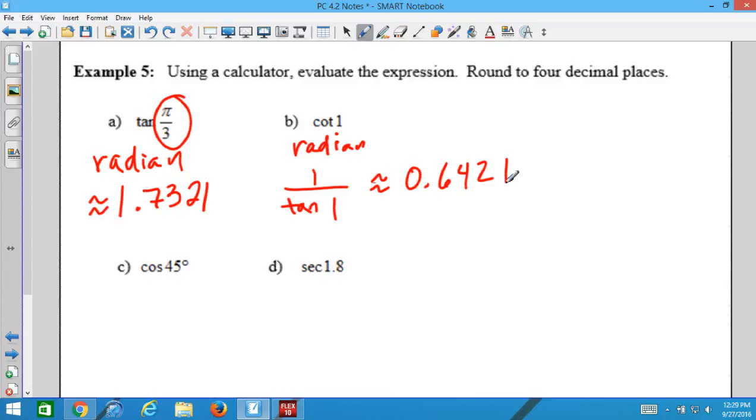Cosine 45 degrees. What mode should I be in? Change that to degree mode. And I know that you're all doing this with me just to make sure you're doing it correctly. Approximately. And then the last one, do I need degree mode or radian mode? And how do we type in secant? 1 divided by cosine, 1.8.